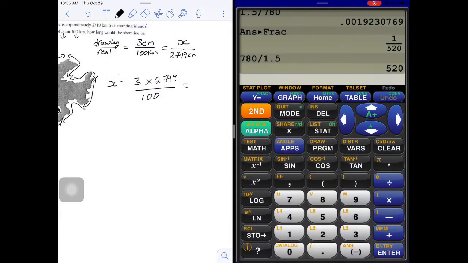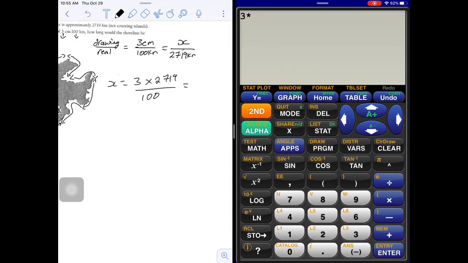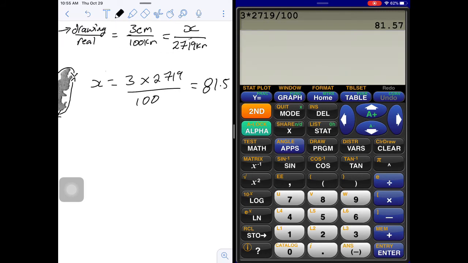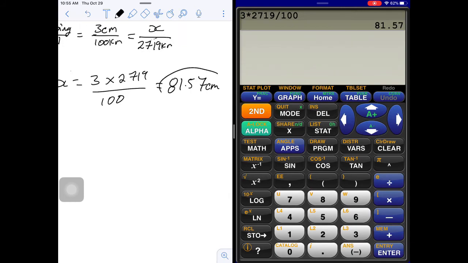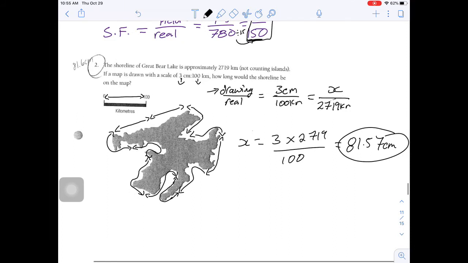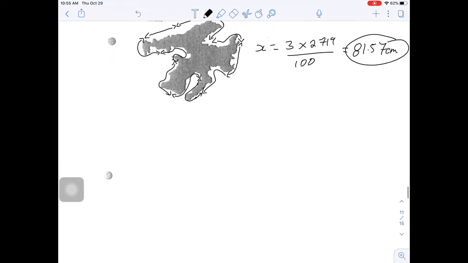So here I'll get 3 times 2,719 divided by 100. And that gives me 81.57. And remember, this is the drawing, so this will be measured in centimeters. Okay? Sorry about the confusion there. I was making that way more difficult than I had to. Okay, and they rounded it up to 1 decimal.